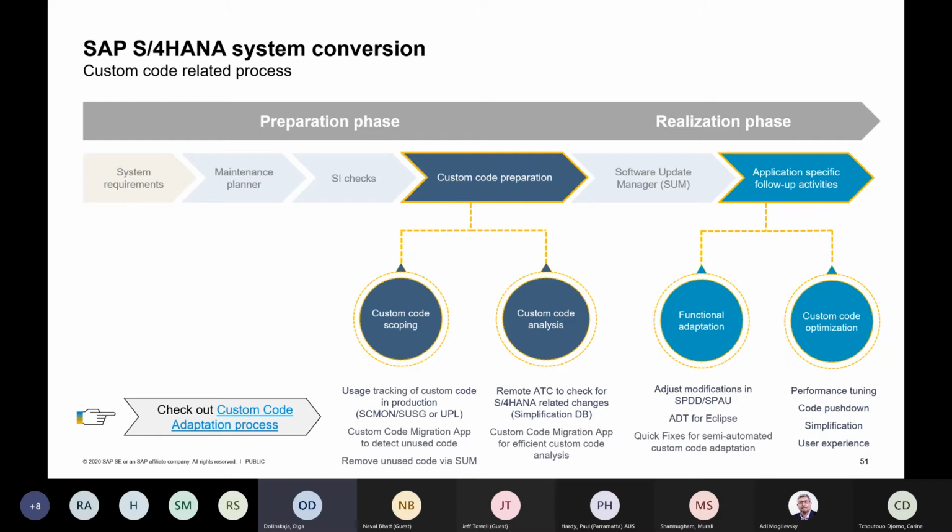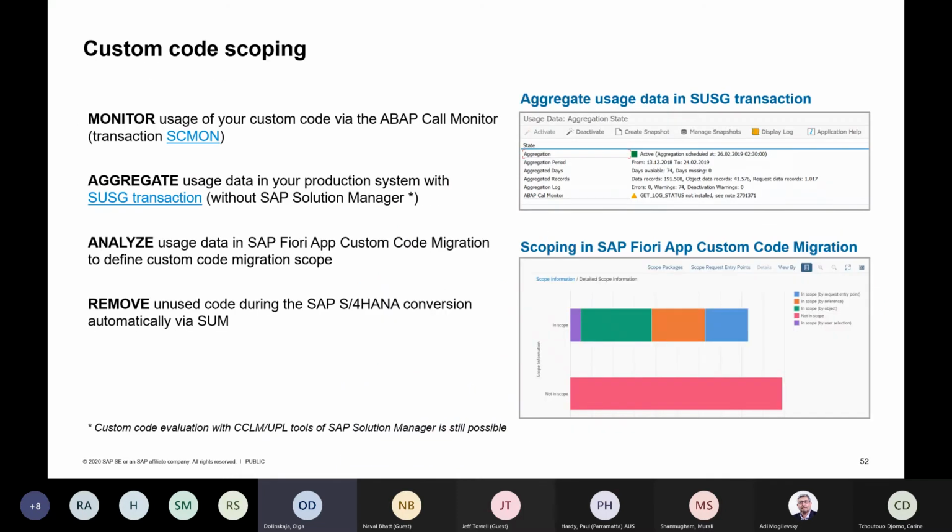And after the software update manager installs the new software, it's time to do the functional adaptation of your custom code. And there, your assistant will be the ABAP development tools in Eclipse and the quick fixes, which I mentioned, which will help you to adapt your custom code in an automated way. And in the end, after you are ready with the functional adaptation, you can think about the custom code optimization activities like doing the performance tuning, since you are now with SAP S/4HANA on the HANA database, or using code pushdown techniques, or simplify your custom code, and so on.